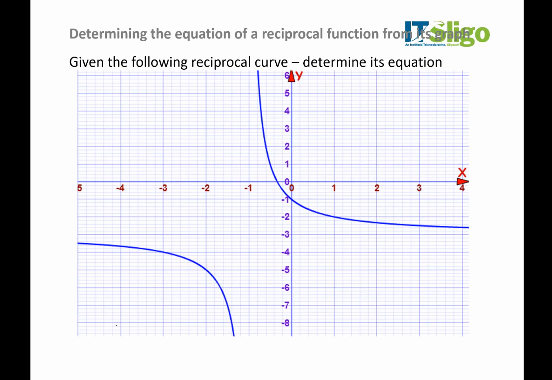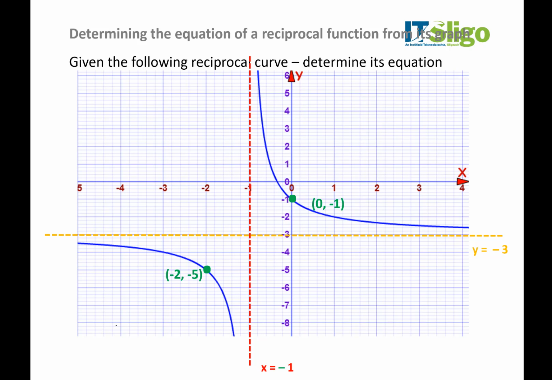Here's the curve. So first of all, what's my vertical asymptote? X is equal to minus 1. What's my horizontal? Y is equal to minus 3. Pick a point. Now there's 2 points there. I'm going to use that second point, 0, minus 1, because 0 is always your friend when you're trying to work things out. To determine the equation in the same way as we did in the previous slide.